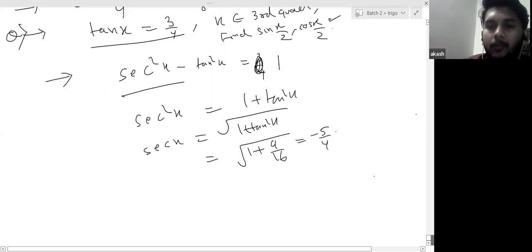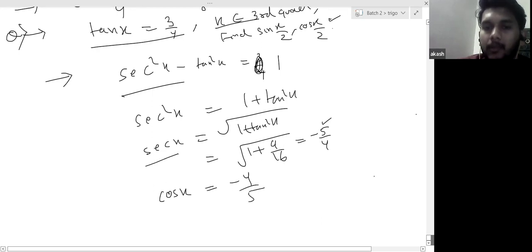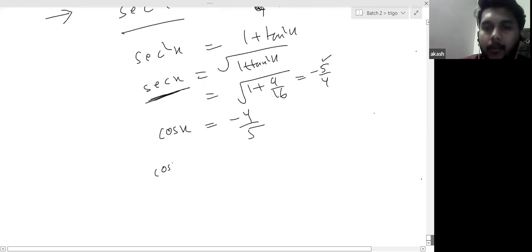Minus 5 by 4. Why minus 5 by 4? Because x is in the third quadrant. All right, so cos x will be minus 4 upon 5, the inverse of this. Now, as we have cos x, we can use the formula cos x is equal to cos 2 theta, right? This is cos 2 theta. So 2 cos square x by 2 minus 1.